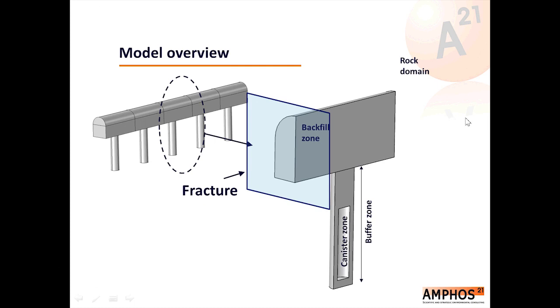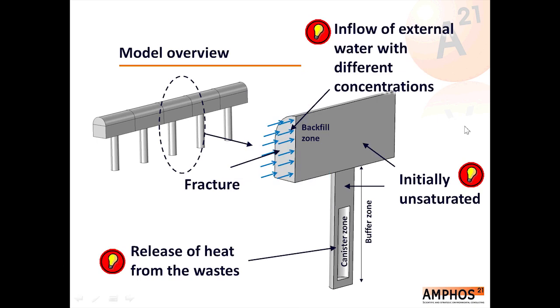The simulation will recreate the conditions of the system during 1,000 years after repository closure. During that time, several phenomena of interest will occur. There is release of heat from the waste. Groundwater will flow from the fracture towards the repository, saturating the whole system. And several chemical reactions will take place due to the disequilibrium between the inflowing and the resident pore water.